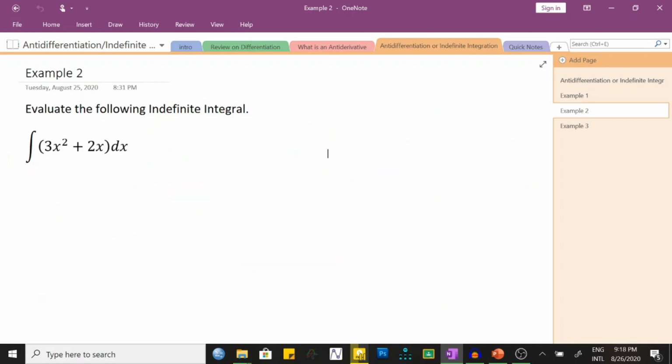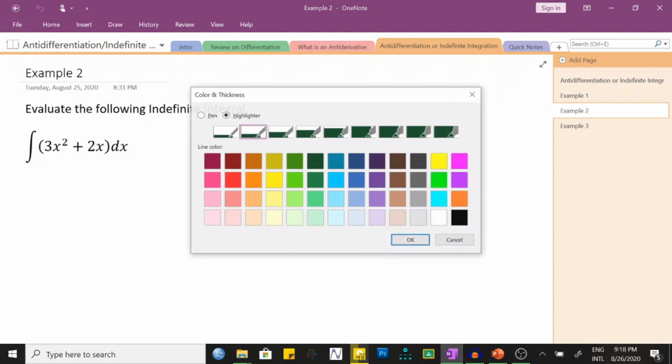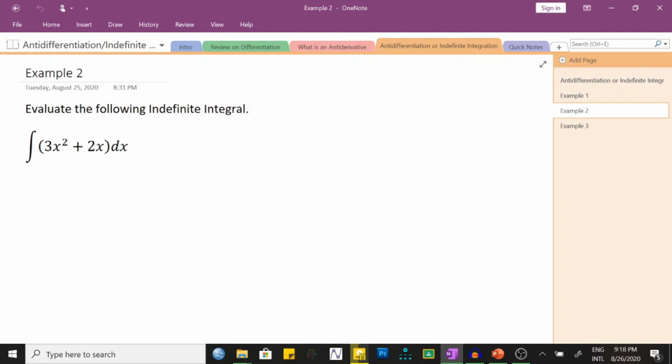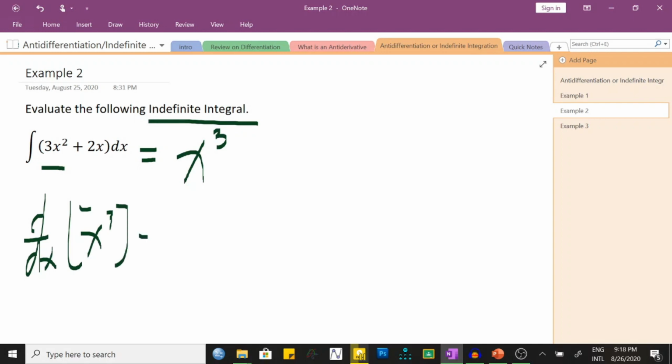Another example, what is the indefinite integral of 3x squared plus 2x? That is already about antidifferentiation. The question is indefinite integration. So we are to look not for a particular antiderivative only, but for all possible antiderivatives. And how do we do that? Well, for this particular function, the antiderivative for 3x squared is x cubed. Because again, when we differentiate x cubed, it gives us 3x squared.